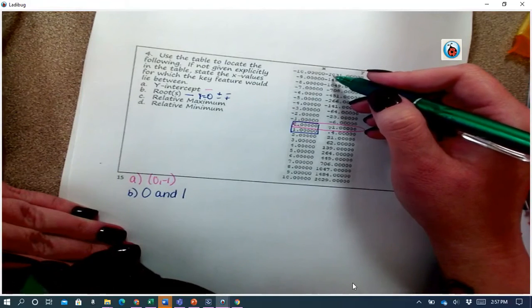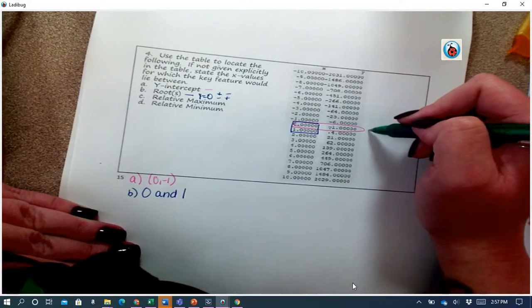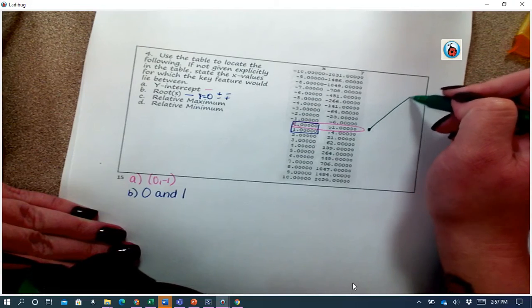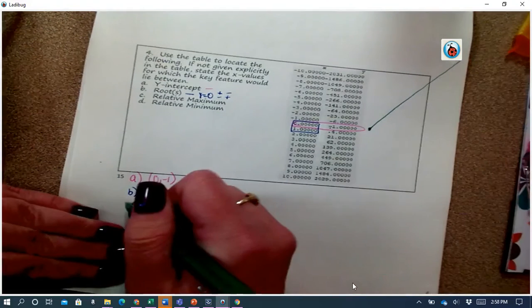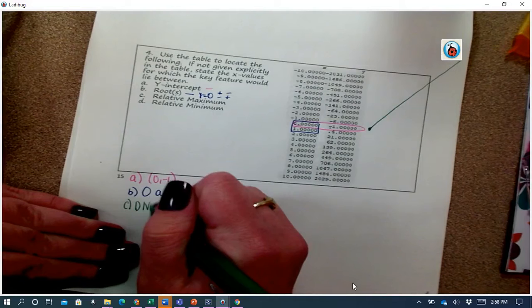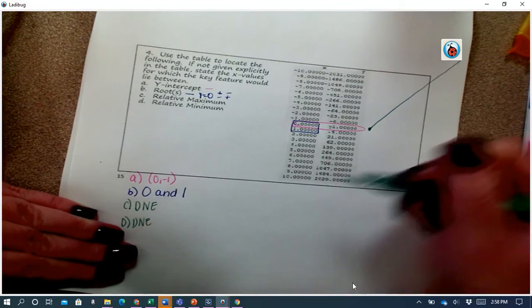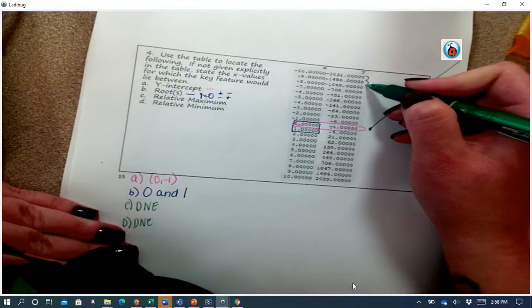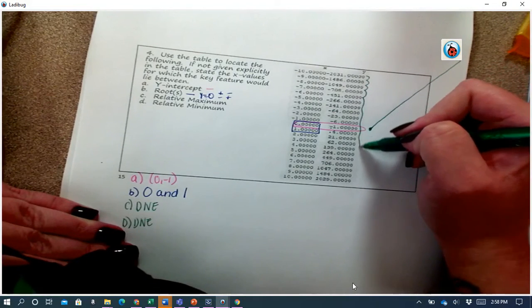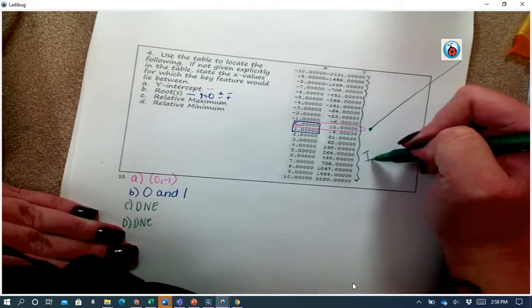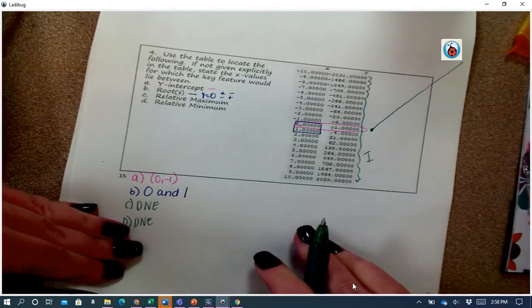So we're starting down here at -10, if you visualize it, way down here at -2,000, and it just keeps going up, which means there will not be a relative maximum or a relative minimum. How can you look at that further? Increase, increase, increase, increase. These just continue to increase. There's not a change in increase or decrease.